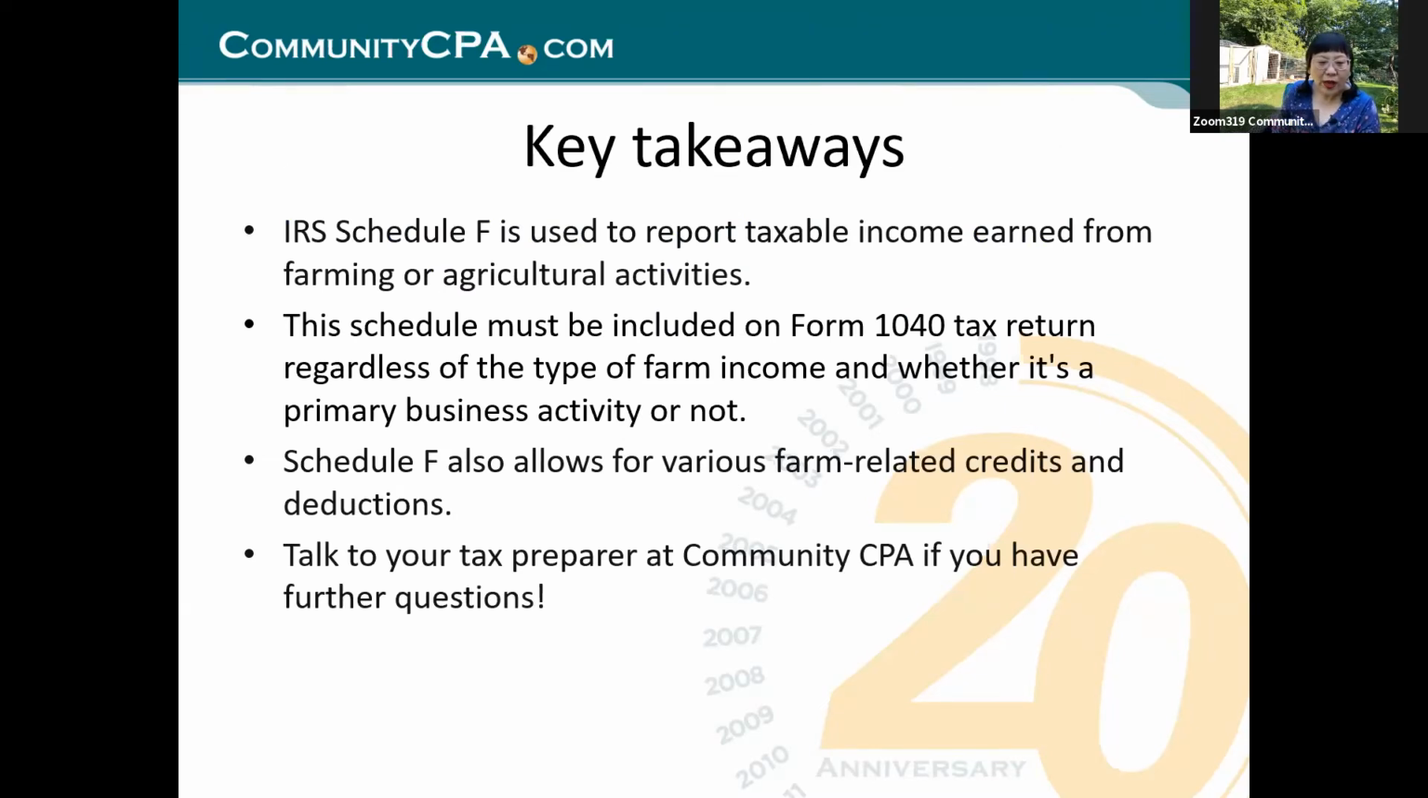So the key takeaway is that IRS Schedule F is used to report taxable income earned from farming and agriculture activities. The schedule must be included in Form 1040, regardless of the type of farm income, whether it is a primary business activity or not. You might be just like Stephanie, because she has a real W-2 job, and then she also has Happy Valley. So you can see how her taxes are. I will show you. And Schedule F also allows different farm-related credits and deductions.